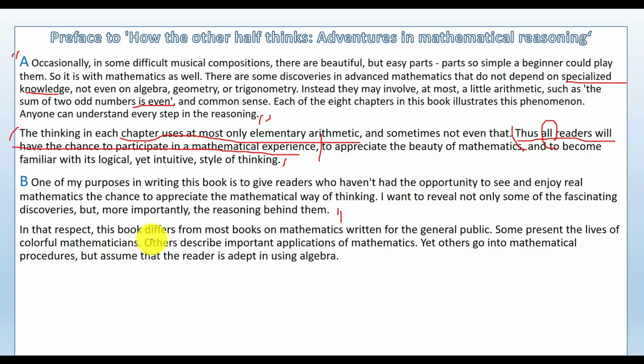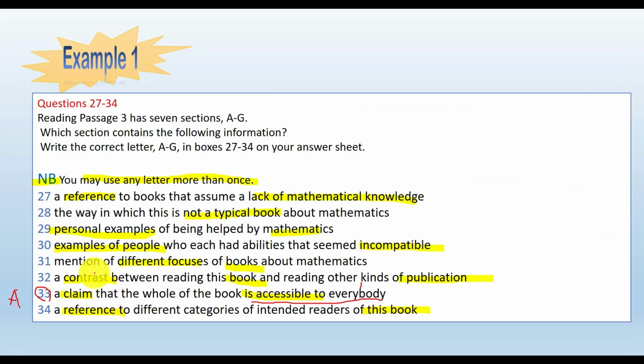In that respect, this book differs from most books on mathematics written for the general public. Okay? This book differs from most books on mathematics written for the general public. This is a comparison between this book and other books. And as far as I remember, we had something about, this is not a typical book about mathematics. So, paragraph B is the answer for question number 28.